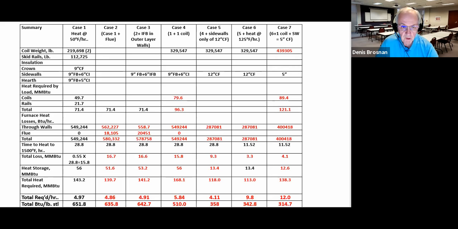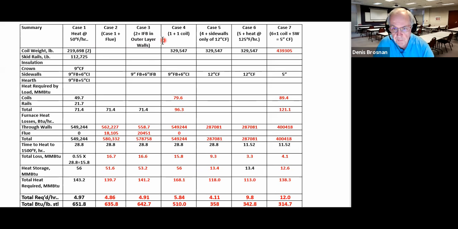And here's the result of the different problems where I gave you a case one. And then I went about the business of adding a flue. Then I went about using insulating fire brick in the walls, changing the lining configuration. Had a very traditional lining configuration in case number one, but I went to case number two, old-fashioned products in case number one. In case number four, I did case number one, but I added a coil. So I went from 2 coils of steel to 3. I'm increasing the load in the furnace.